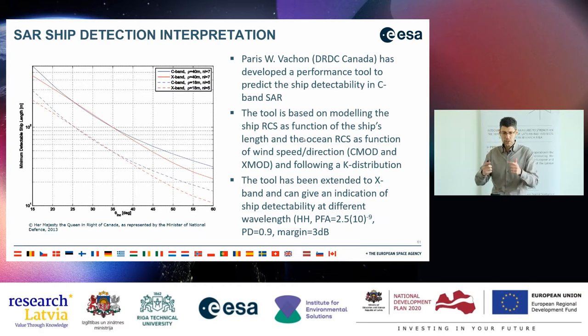And here it's nice because then you can also compare the frequency. So you can compare the C-band with X-band, where it shows that X-band performs a little bit better than C-band. And this is because of the wavelength. So the wavelength is a little bit shorter, smaller. So you have a little bit higher probability to detect a smaller ship in X-band than in C-band, right?